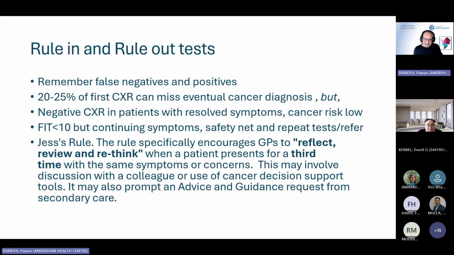But where the fit test comes back as being less than 10 and the patient continues to have symptoms, we safety net and repeat the test, or we refer because we are worried.